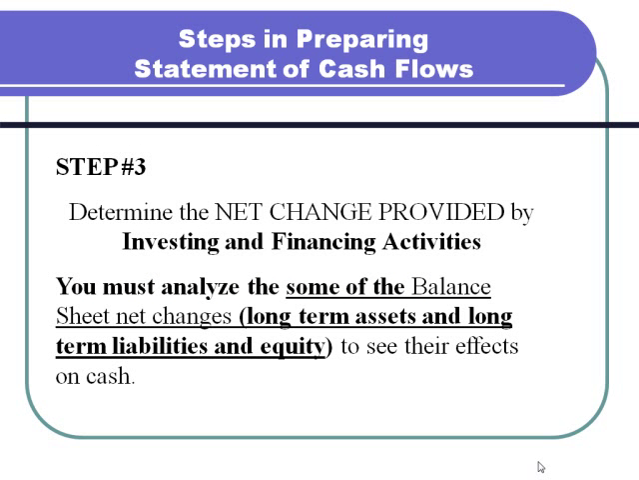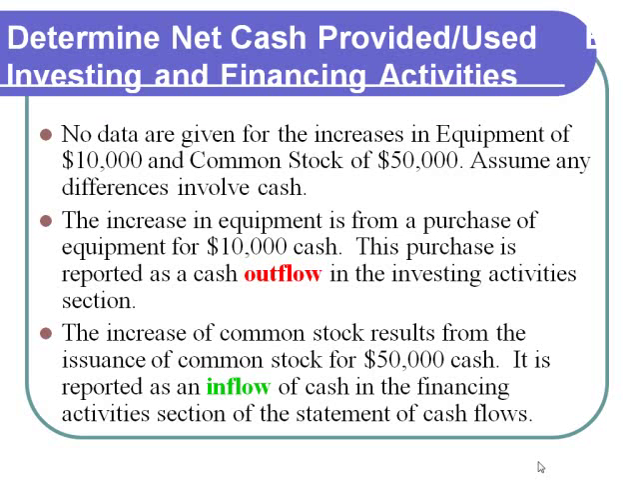All right, step 3. Determine the net change provided by investing and financing. Let's do the second and third section of the cash flow statement. You've just analyzed the current assets and the current liabilities on the balance sheet. So let's go back to the long-term assets. The long-term assets are only the equipment. And then the long-term liabilities, you don't have any. So no data are given for the increases of equipment of $10,000 and common stock of $50,000, so we automatically assume that they were paid for in cash.